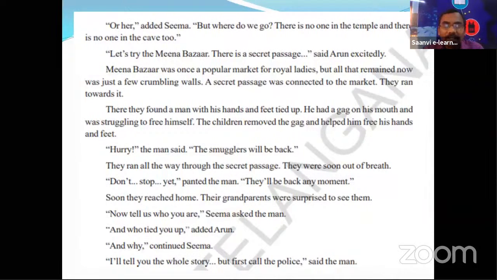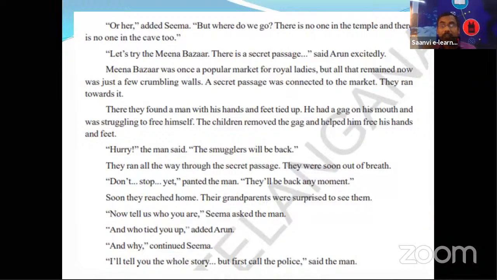Okay, there they found a man with his hands and feet tied up. He had a gag on his mouth and was struggling to free himself. The children removed the gag and helped him free his hands and feet. So suddenly the children, what did they do? They removed the gag from his mouth and helped him free his hands and feet.